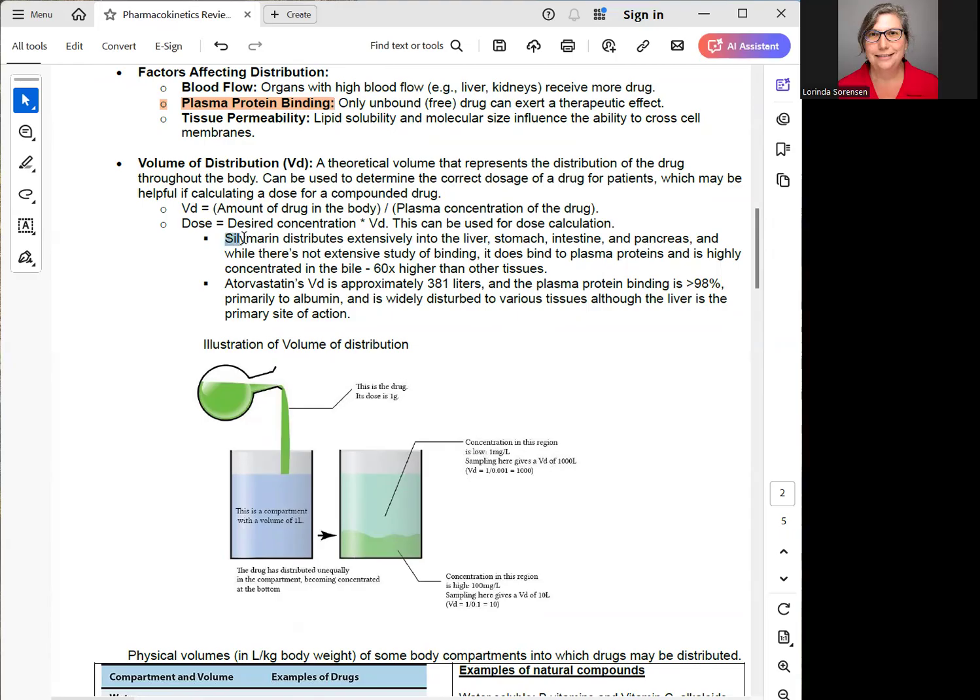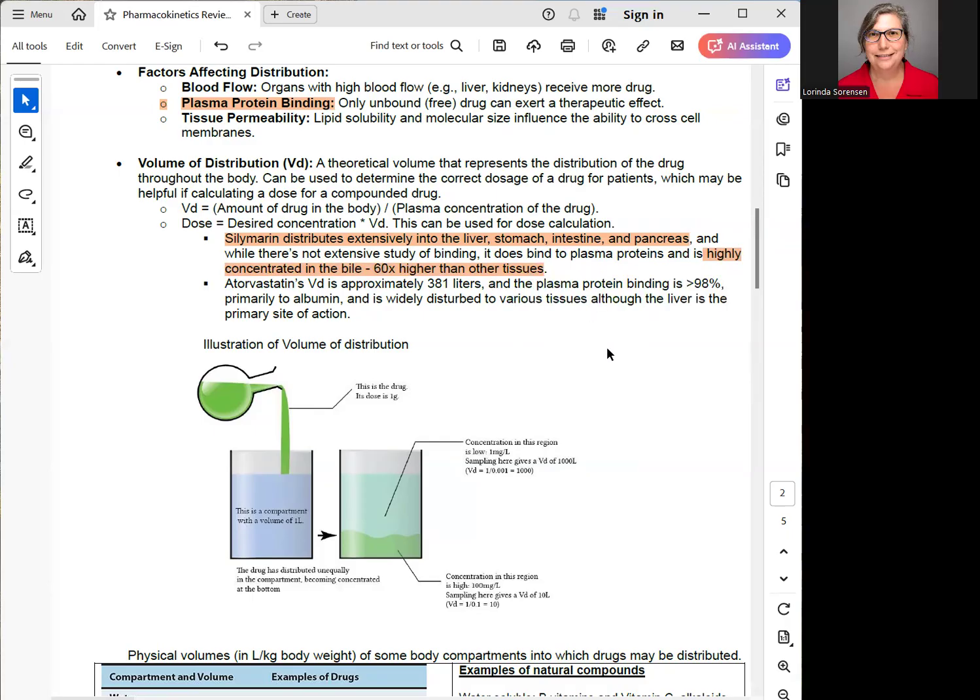But here, silymarin distributes extensively in the liver, stomach, intestines, and pancreas, which I think is super cool. Because we know silymarin and other milk thistle compounds are beneficial for diabetes. There's non-extensive study on binding, but we do know it distributes pretty extensively to those tissues. I love this. It is highly, highly concentrated in the bile, 60 times higher than other tissues.